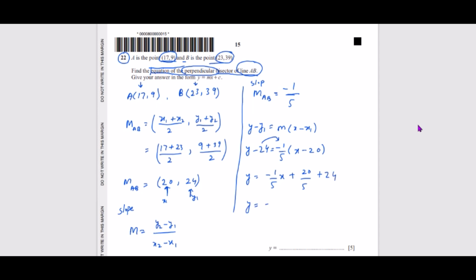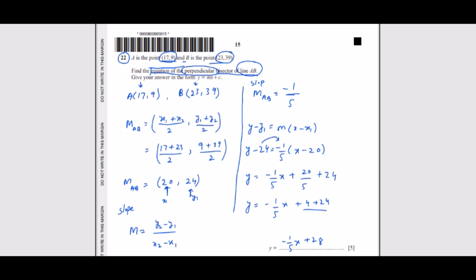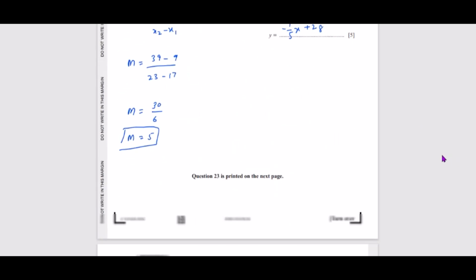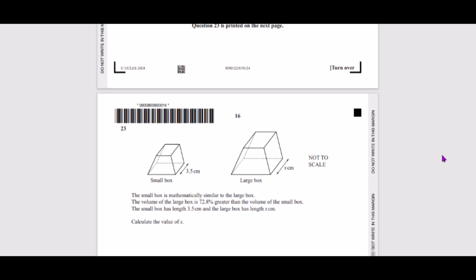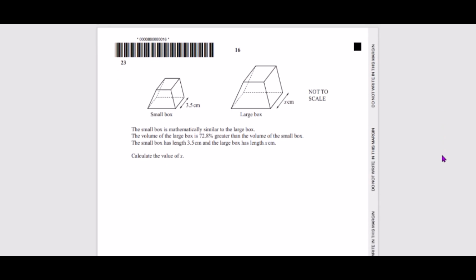So y is equal to minus 1 by 5x plus 4 plus 24. So add these values. So y is equal to minus 1 by 5x plus 28. This is our final answer. The last question of this paper.